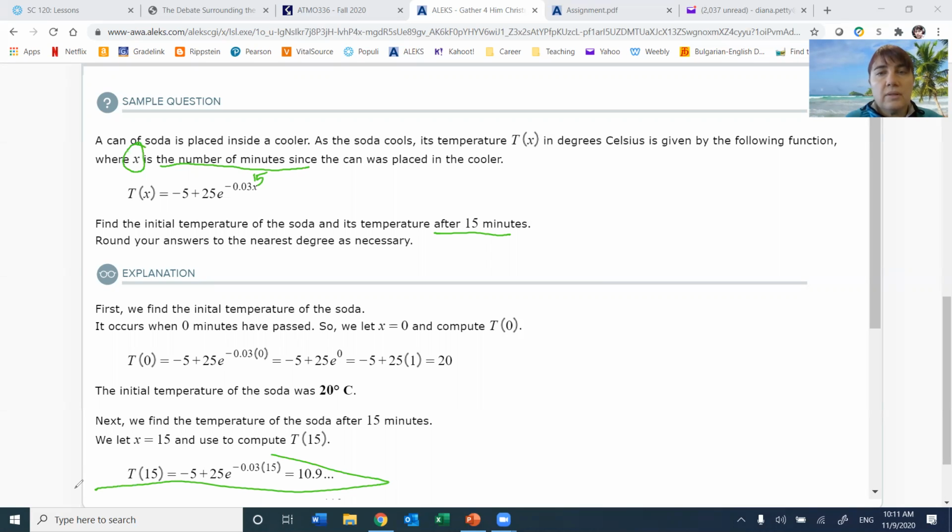As the soda cools, its temperature in degrees is given by the following function. Oh, okay. Find the initial temperature. Two things we forgot. There are two questions. We didn't read it, so it's very important to read carefully. You want to find two things: find the initial temperature and the temperature after 15 minutes. The initial one is the same thing, because you need it when X equals 0, right?